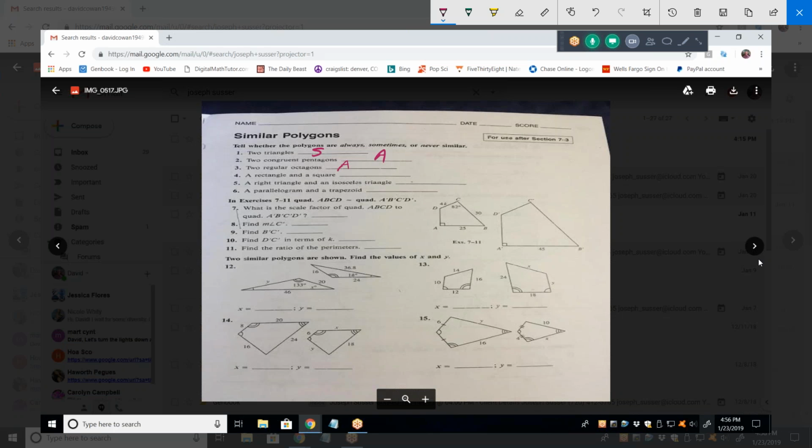That's sometimes, because can't a square be a rectangle? There's a rectangle, there's a square. Those are not similar, but guess what? That's also a rectangle. So if I draw a rectangle and another rectangle that's exactly the same, they are similar. Or I could just draw 2 squares that are different sizes and they're similar. And one is a rectangle and one is a square.